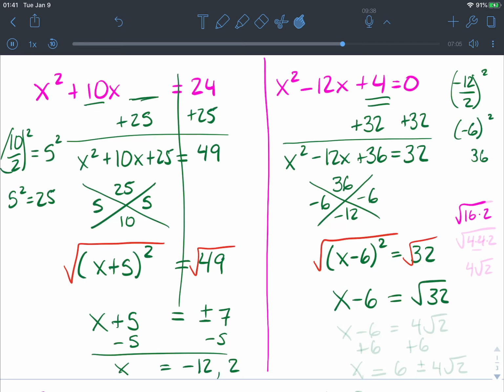So the square root of 32, what two numbers multiply? We have 16 times 2, and 16 is 4 times 4. And since we have two of the same number, it can go to the outside, and we now have 4 times the square root of 2. So we now have 4 root 2. And then we can add 6 to both sides, and we get our answer: 6 plus or minus 4 times the square root of 2. And you're done.